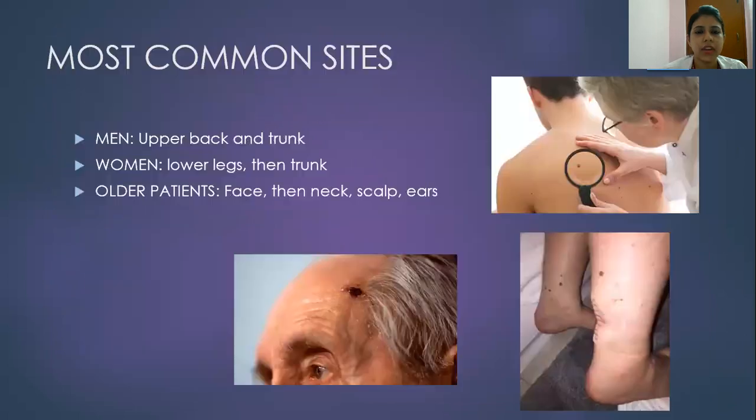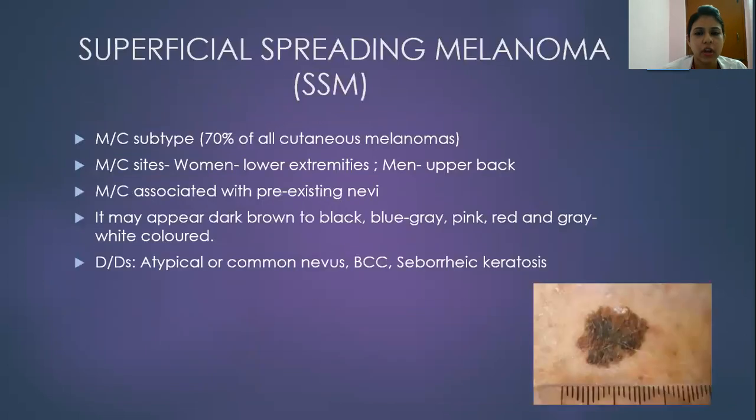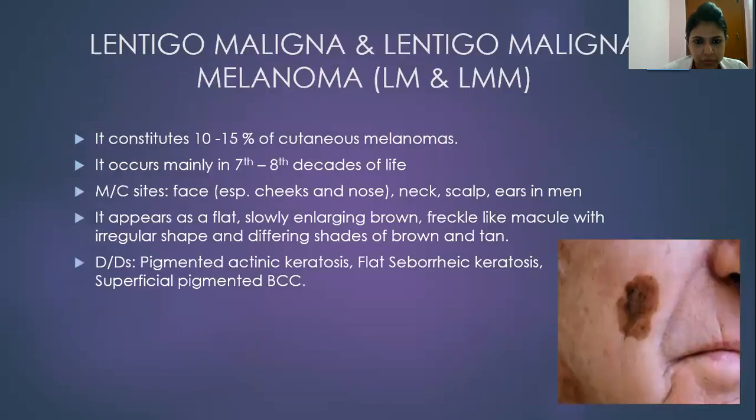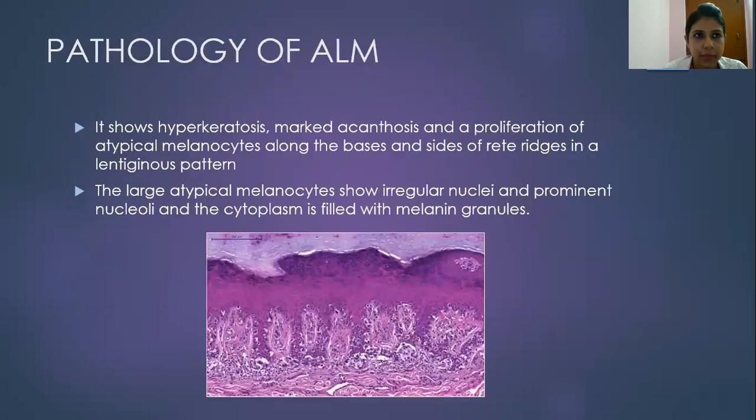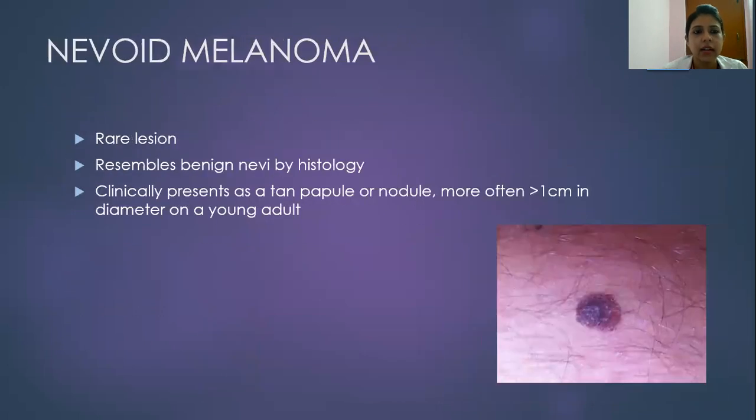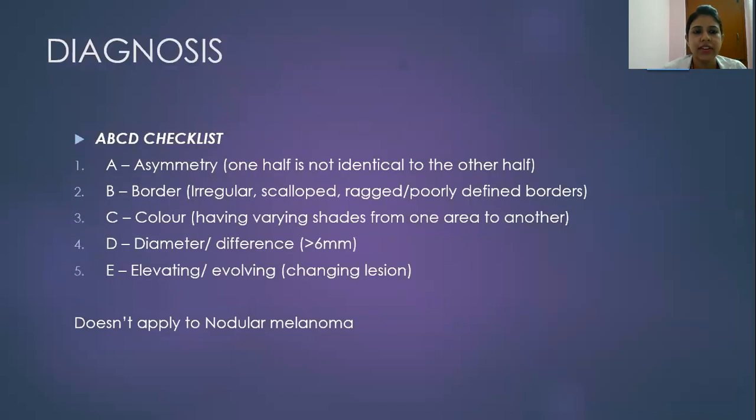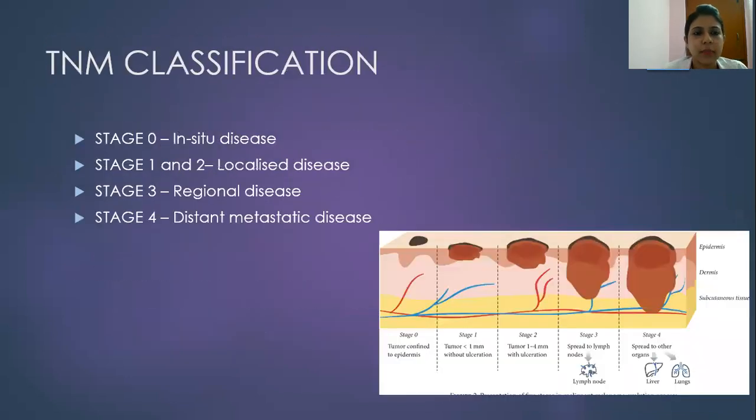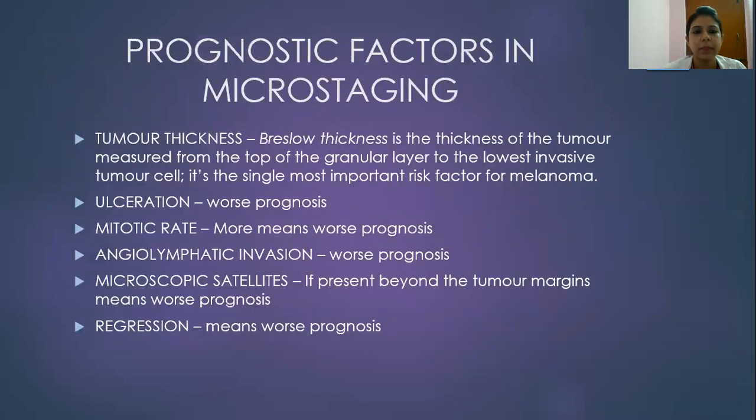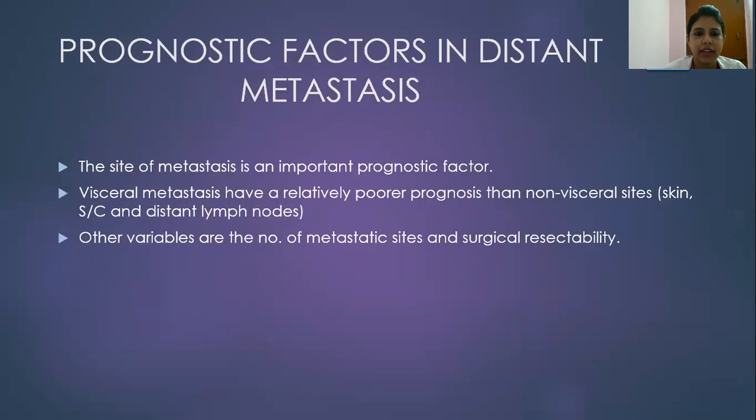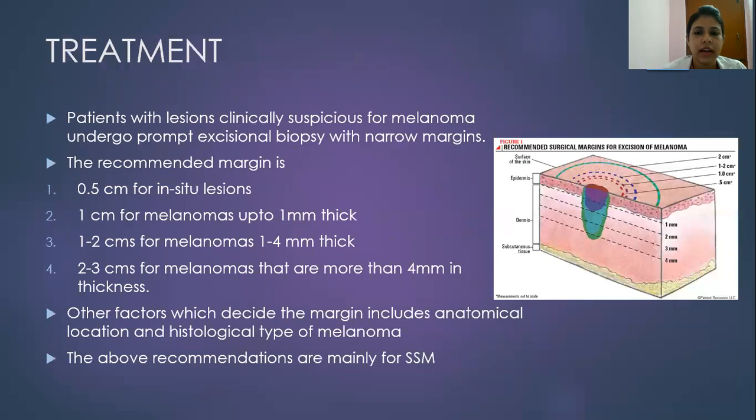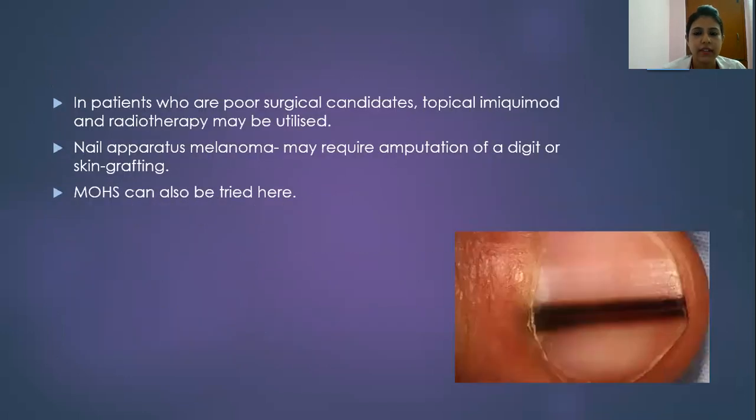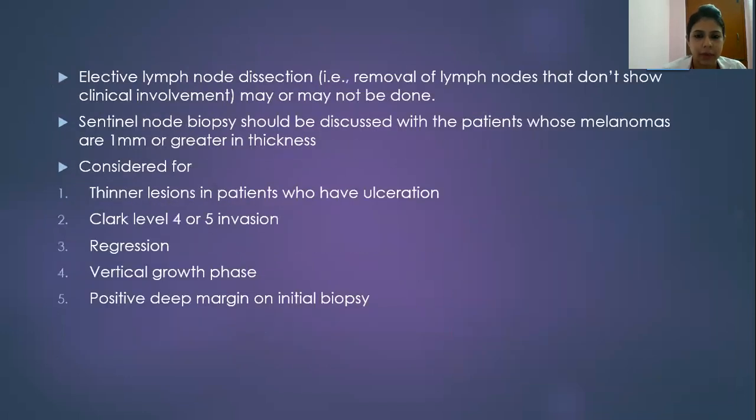Different subtypes have different histopathology, which you should also know. Then how we can confirm the diagnosis, the gold standard diagnosis. Then we have special features, how to diagnose, the ABCD checklist, physical examination, immunohistochemistry, TNM staging, prognostic factors from various areas, Clark's invasion, treatment, also, like I said, different methods of treatment.